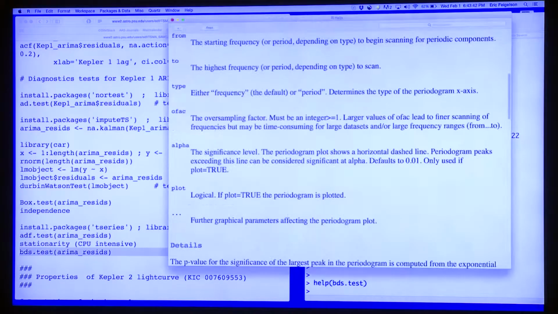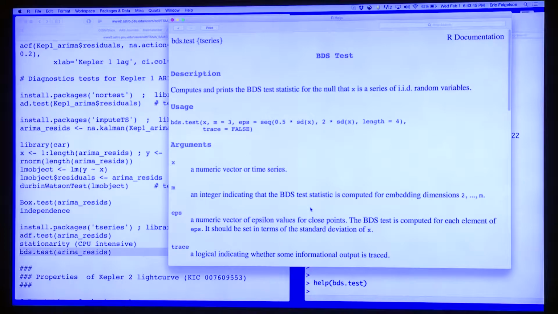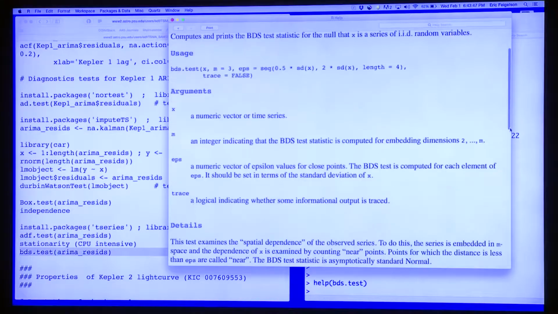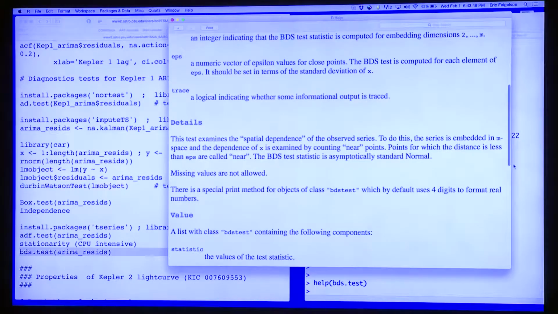BDS test. I really should take this out. If I don't understand it, I can't put it into the tutorial. It examines the spatial dependence of the observed series. To do this, the series is embedded in a higher dimensional space, and the dependence of the values is examined by counting the near points, some meaning of the word near, with an arbitrary epsilon. And this test statistic is asymptotically standard normal. Missing values are not allowed. That's why I had to run an imputation on it.